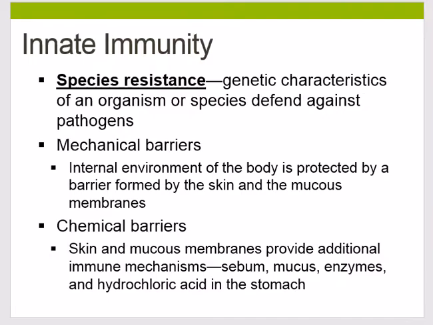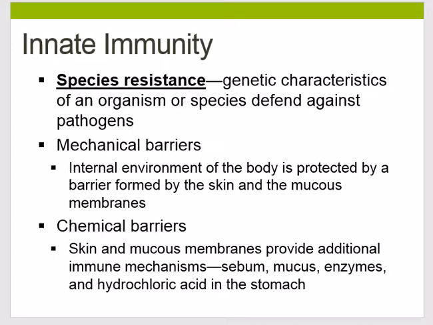Let's begin with innate immunity. So what is species resistance? Well, species resistance refers to a phenomenon in which the genetic characteristics common to a particular organism or species provide defense against certain pathogens. Pathogens are disease-causing agents. We are resistant as human species to certain fungi, for instance, that infect trees. Each species has their own set of resistance.